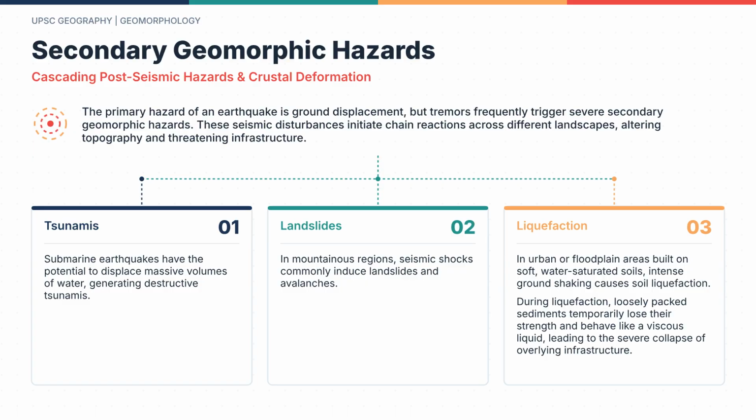Earthquakes often trigger secondary hazards. These include tsunamis caused by submarine displacement, landslides in mountainous terrain, and soil liquefaction, where saturated ground temporarily behaves like a liquid, leading to infrastructure collapse.